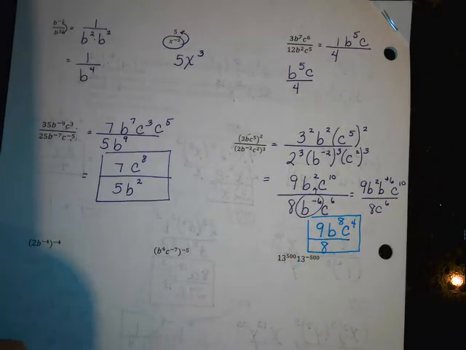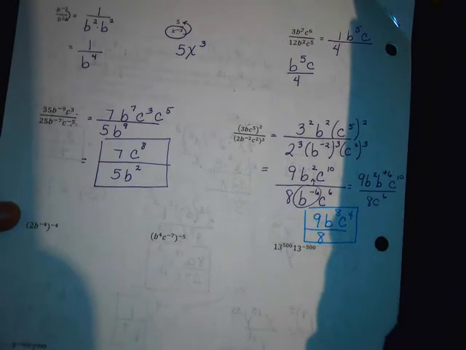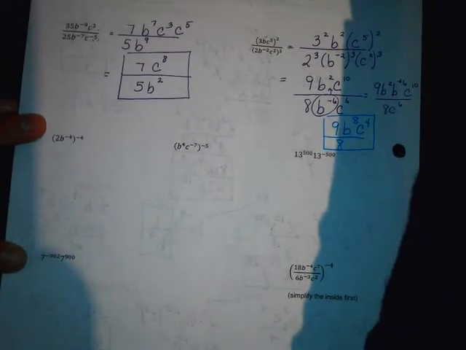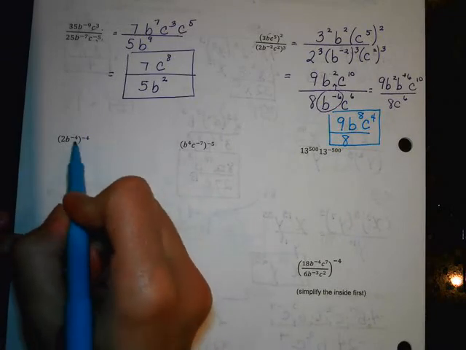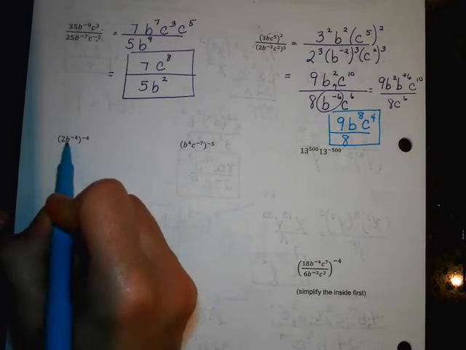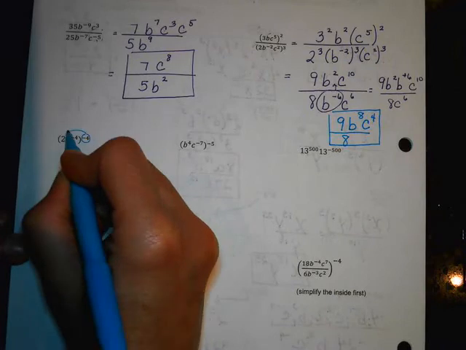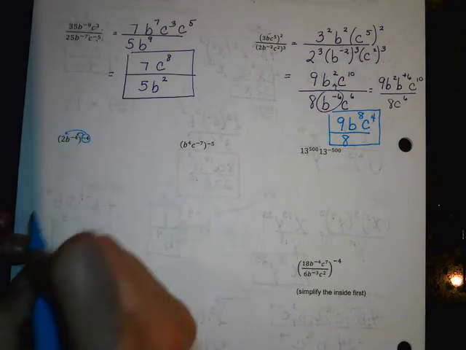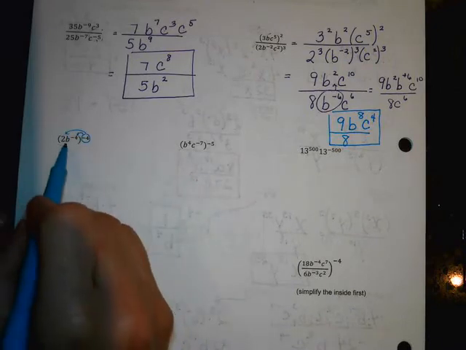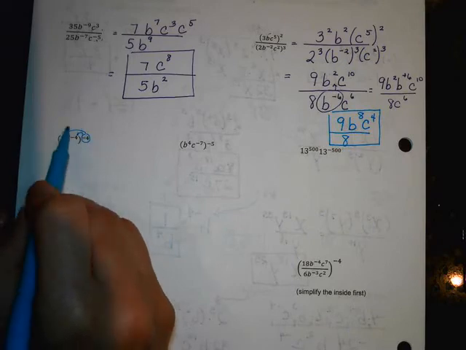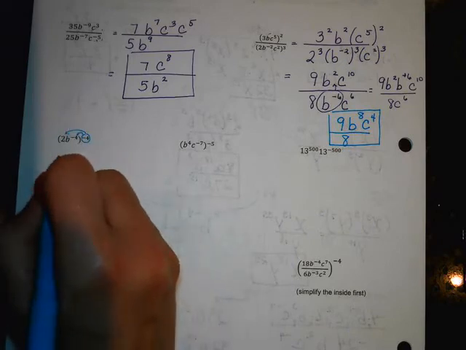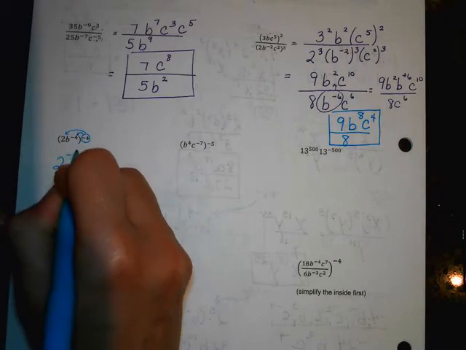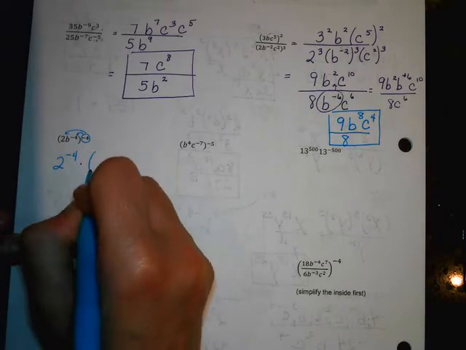All right, just a couple more to go. This will be shorter. All right, so let's distribute. Everything's multiplied in here, so we're okay to distribute that exponent. Right, you're not allowed to distribute if it's a plus or minus, but if everything's being multiplied, you're good to go. So we'll have 2 to the negative 4 times b to the negative 4 raised to the negative 4.